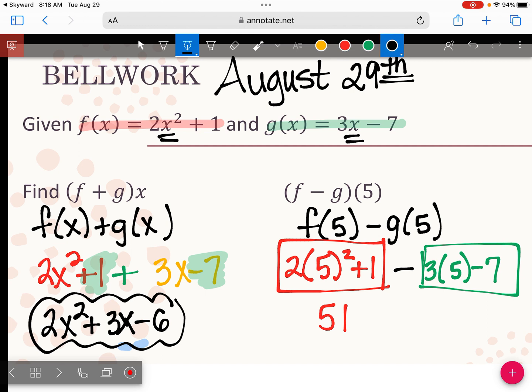minus 15 minus 7 is 8. And that would be 43.